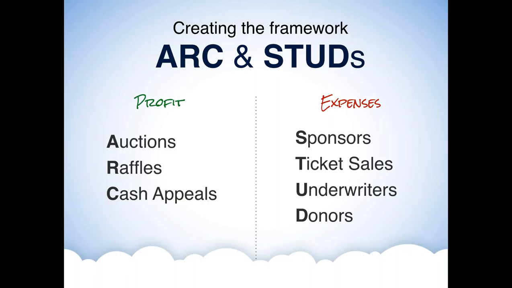Finally, donors. These are people who make a donation of cash, so you can use that money to go out and buy items for your silent or live auction, and or people that actually donate an auction item. So that's how we differentiate. And again, ARC, that's where your profit comes from. On the STUDS side, that's where your expenses should be covered.